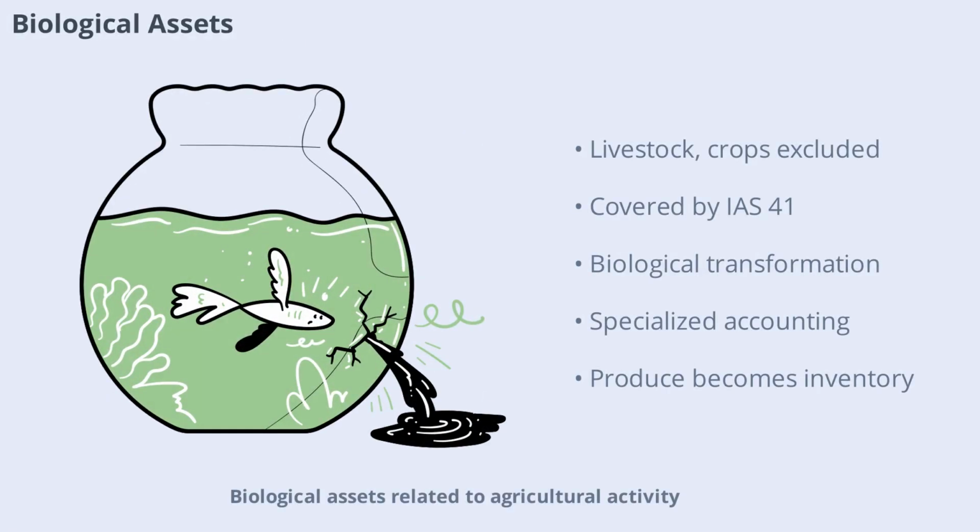Biological assets related to agricultural activity, such as livestock and growing crops, are also excluded from IAS 2. Instead, they fall under IAS 41, which deals with the unique nature of biological transformation. These assets change over time due to growth, degeneration, or procreation, requiring specialized accounting rules. However, once harvested, agricultural produce is generally treated as inventory under IAS 2.